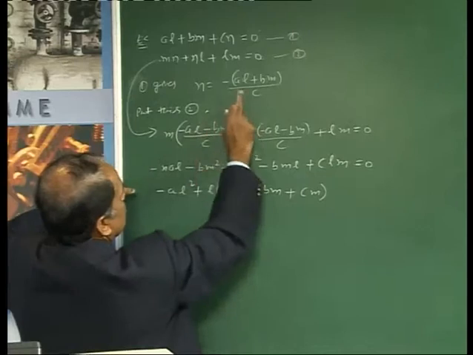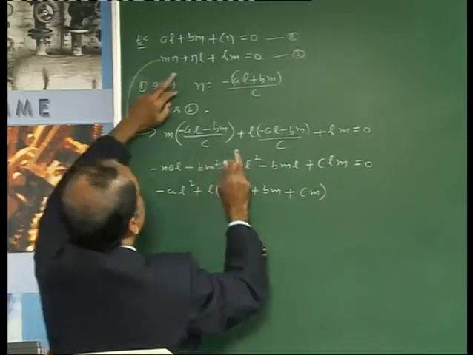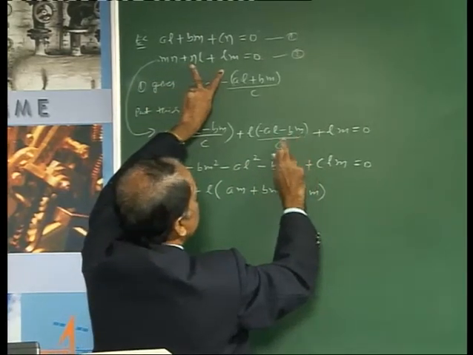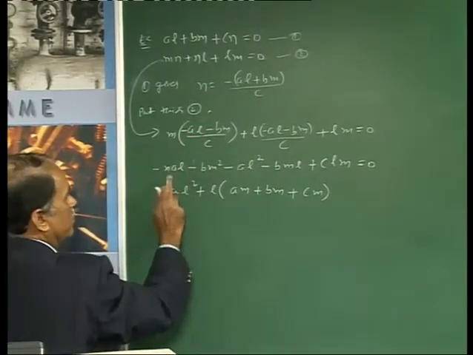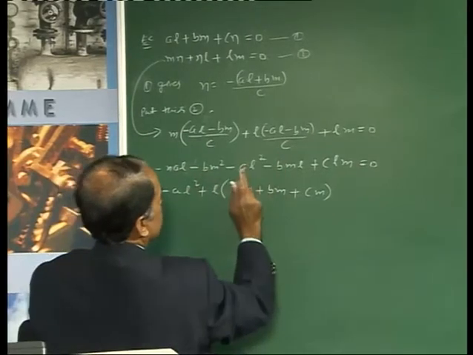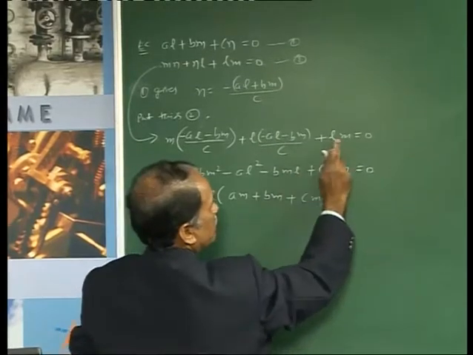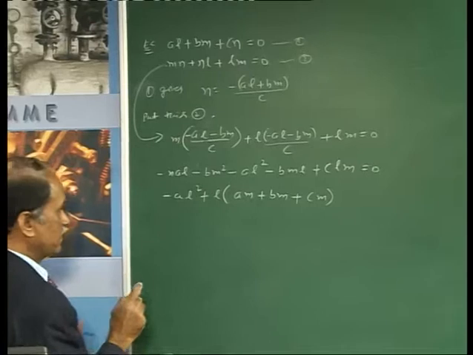In place of N, you are substituting minus AL plus BM, meaning minus both, and in place of N, minus AL plus BM means minus BM, then L into M. Okay. So, AML with minus sign, minus BM square, minus A into L square, minus B into ML, plus L into M into C, that is equal to 0, where C is multiplied there.